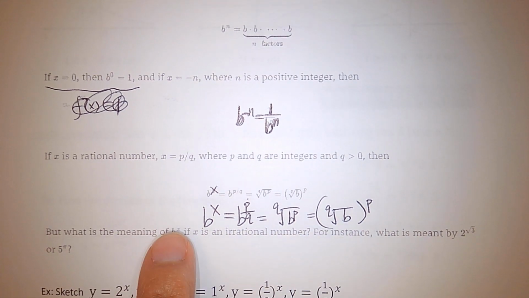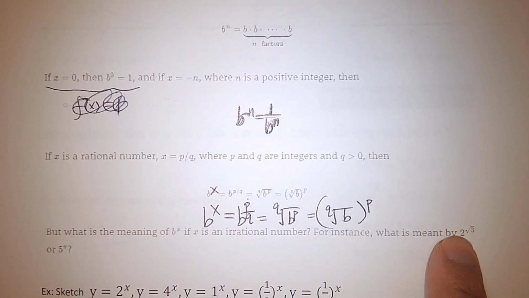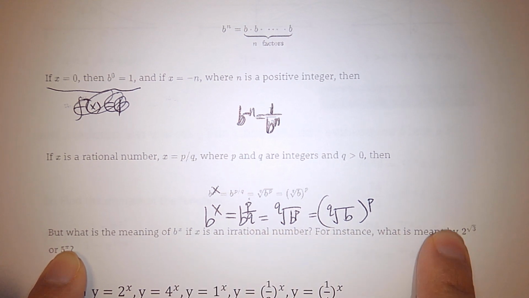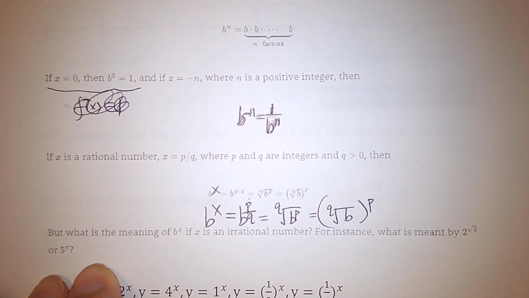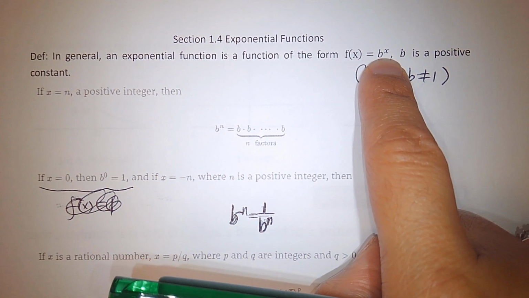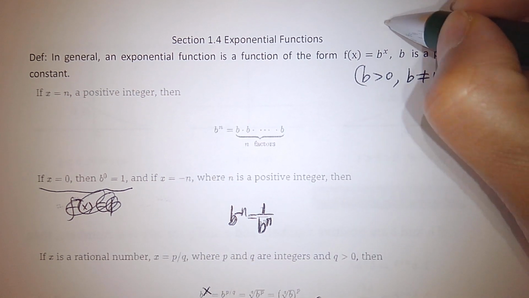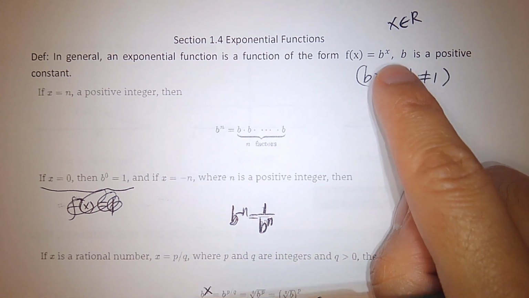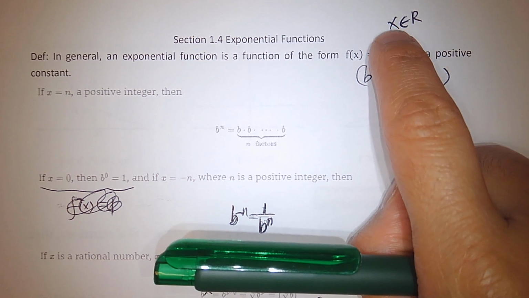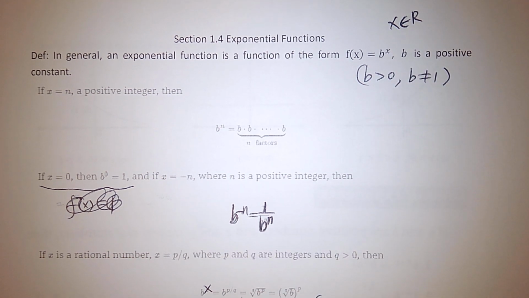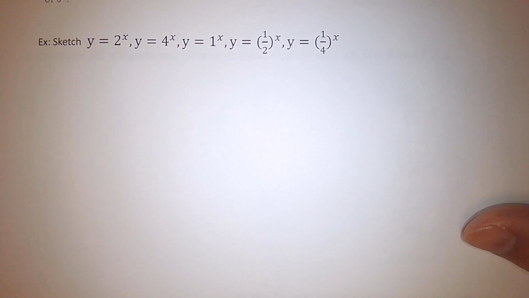And how about when x is an irrational number? For example, x equals square root of 3, or x equals pi. Then we're not going to talk about it in this section. Here I just want to let you know that x could be all real numbers. So that's the domain for an exponential function. Later we'll sketch the graph of the exponential function, and you will see x could be all real numbers.